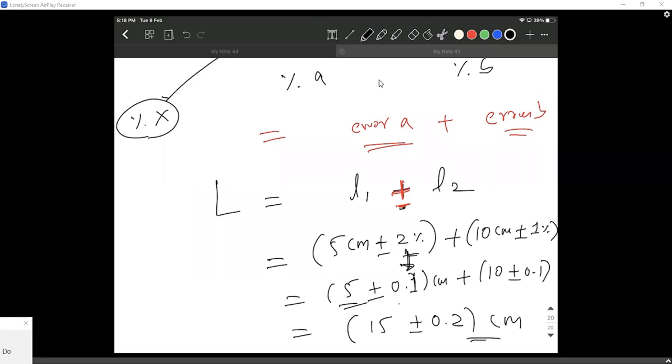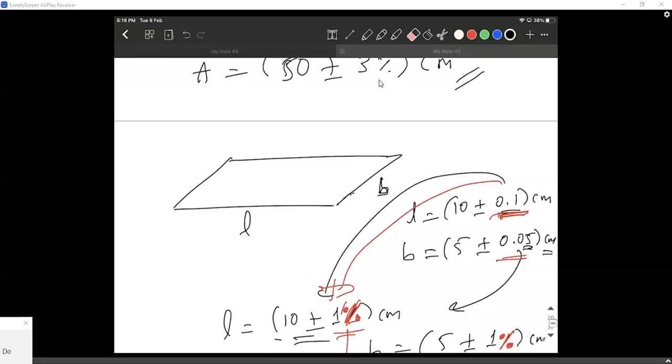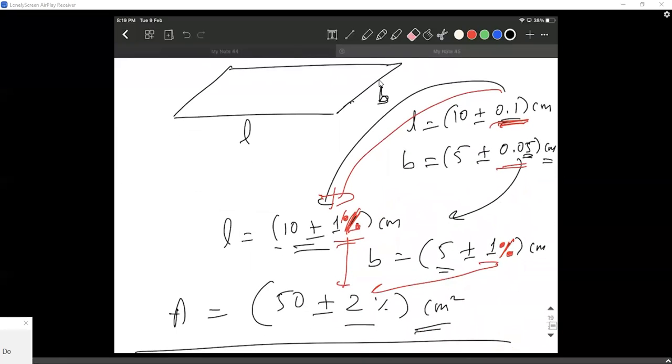Since this is a plus here, I'm directly adding the errors. I'm not adding percentage errors. I hope you see the difference. Okay, if you're multiplying, you're right. You're supposed to add percentage errors if you're multiplying a function like this.